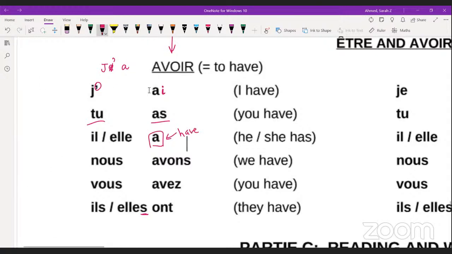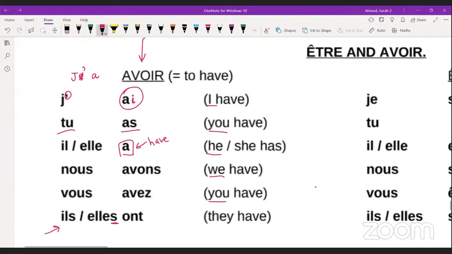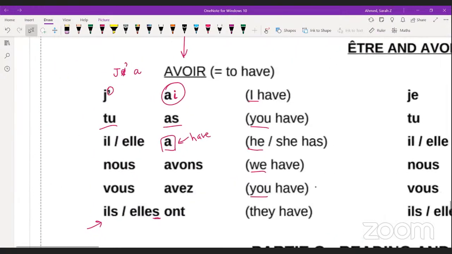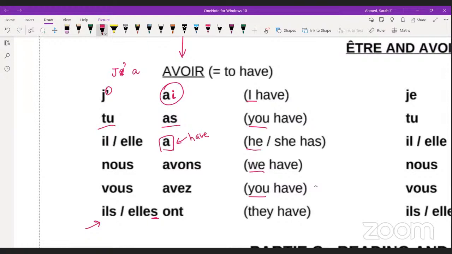So how about I say this word and you tell me the meaning? J'ai, what's the meaning for it? I have. Very good. Tu as. You have. Yes. Il, elle a. He, she has. Yes. Nous avons. We have. Vous avez. You have. Ils, elles ont. They have. Right? So depending on the pronoun, the conjugations change based on which pronoun you're using. But all of these, ai, as, a, avons, avez, ont, they all mean have. So it's more clear now?